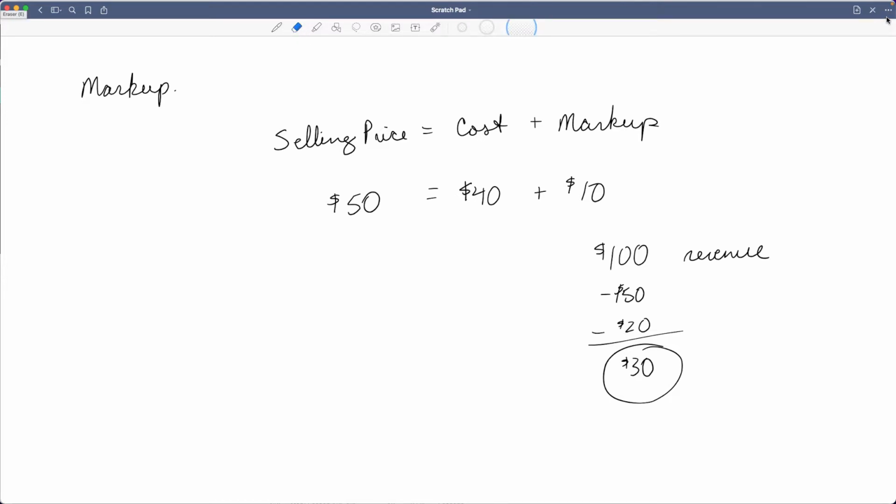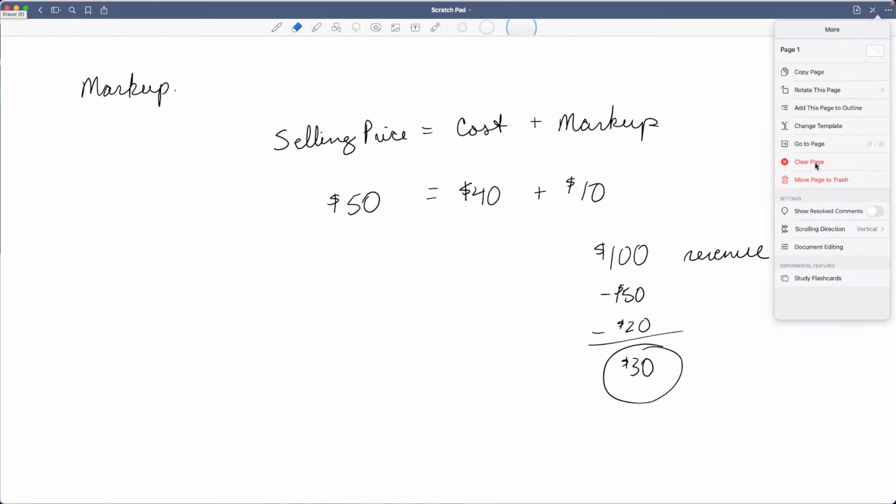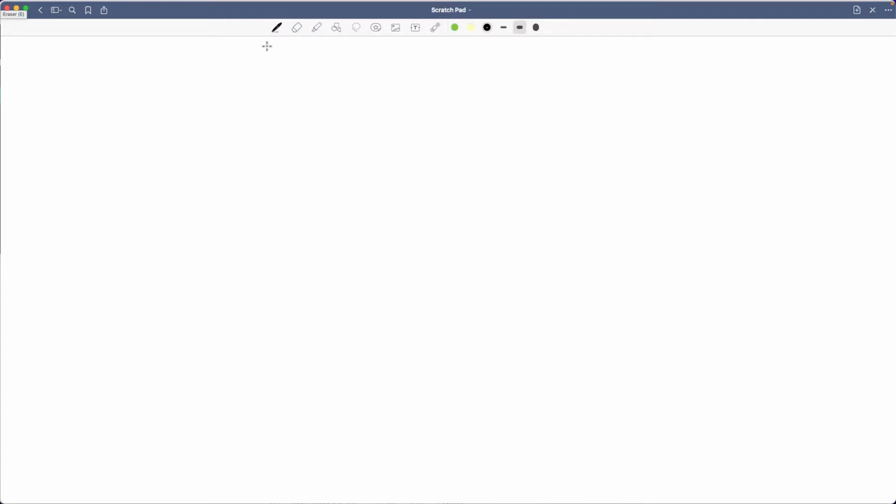Actually, I think I'm just going to clear the page. Let's do our first example problem. My computer is moving a little bit slow today. Just trying to think too much. There we go. All right, here we go. Let me get my pen back.